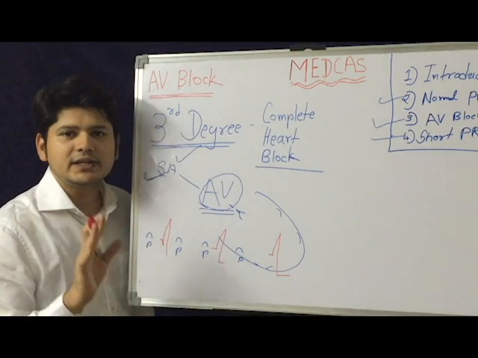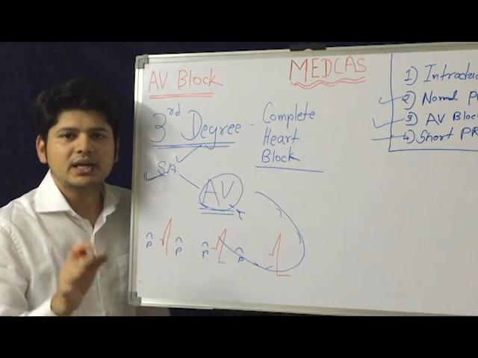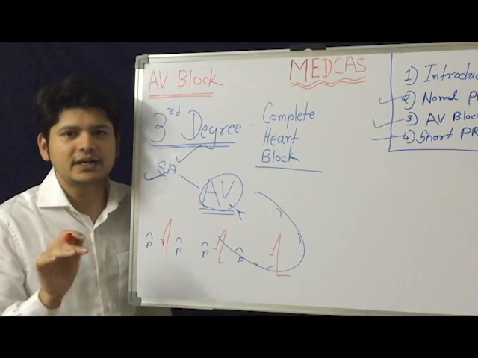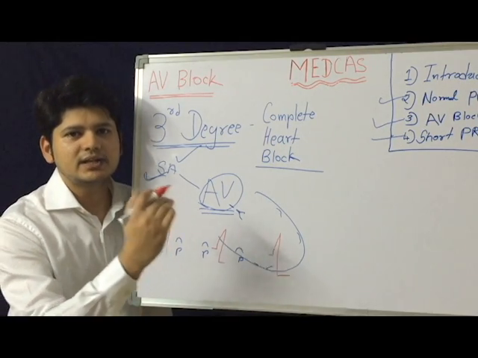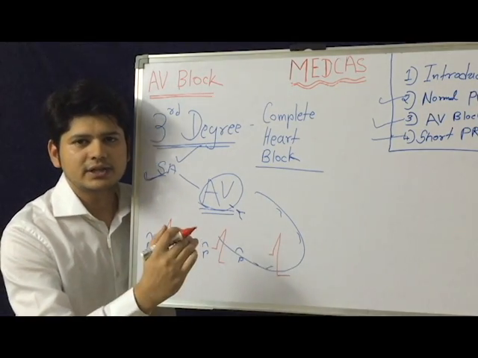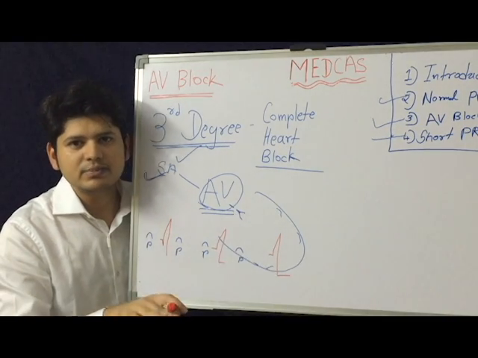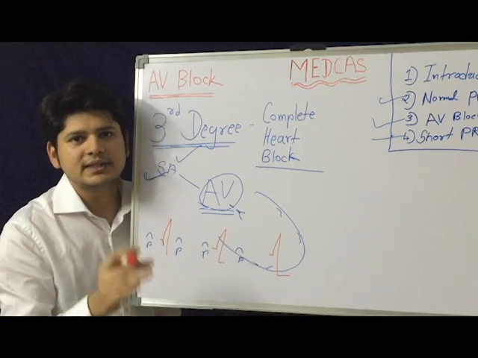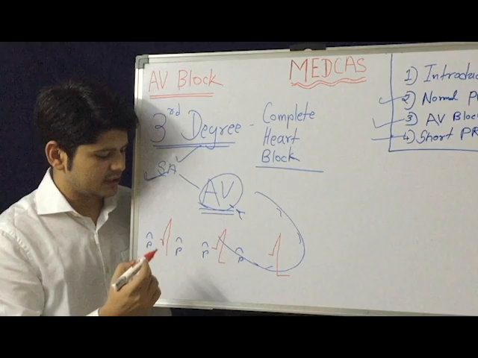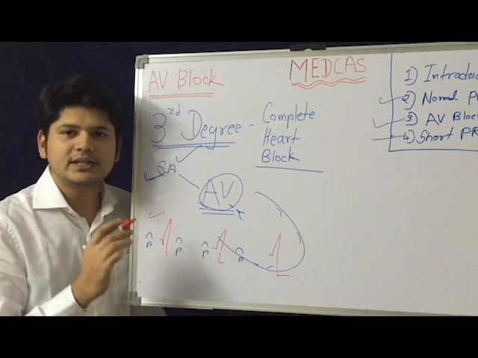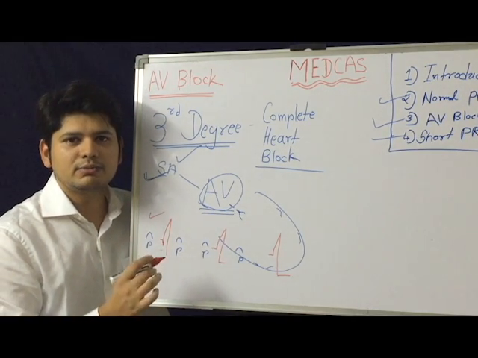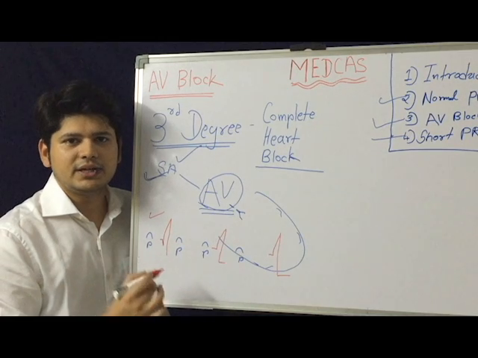So when in an ECG you have P at a regular rate and QRS at a regular rate, but there is no relationship between the P and QRS, that is complete heart block. So we understood here. We'll see a real example of the ECG, then it will be a little easier to get what complete heart block is.